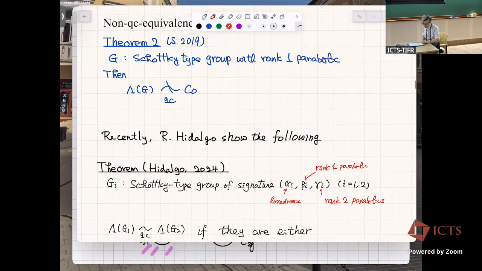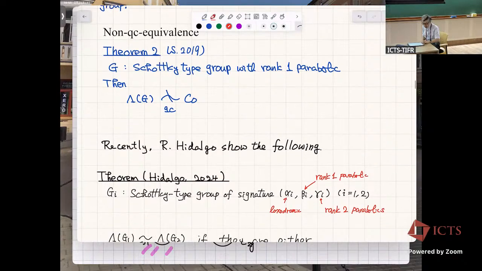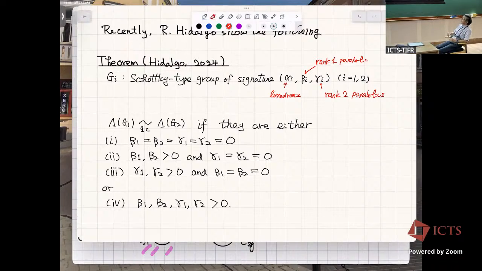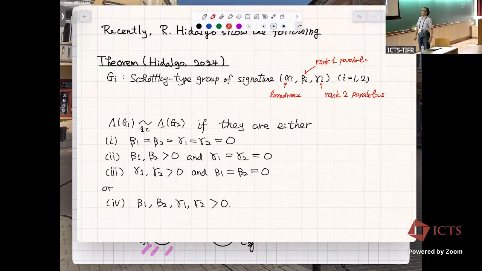Recently, Ruben Hidari generalized this result. He also considers a Schottky type group and the signature of such a group, α, β and γ. The signature shows the number of the generators of the group. So α means the number of loxodromic generators, β means the number of rank 1 parabolic generators, and γ means the number of rank 2 parabolic generators.